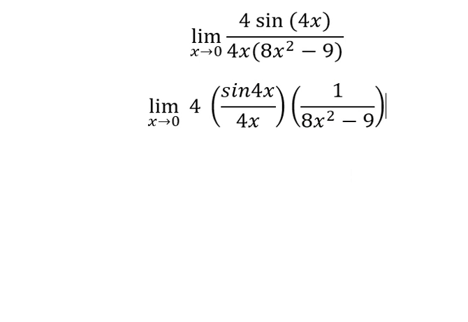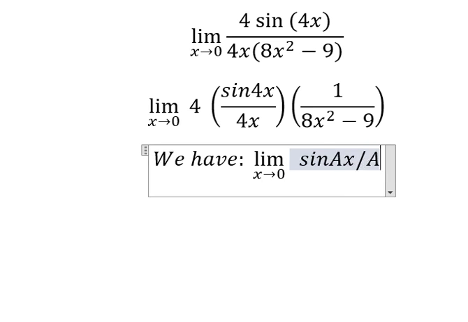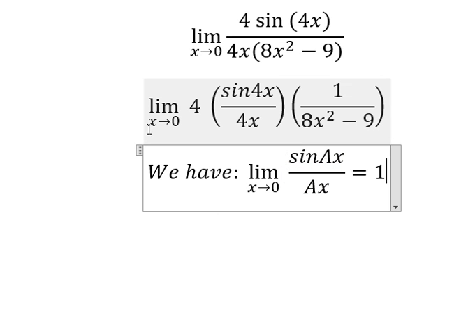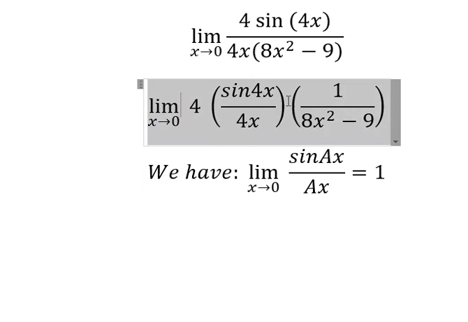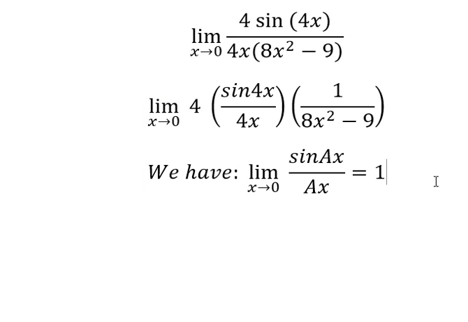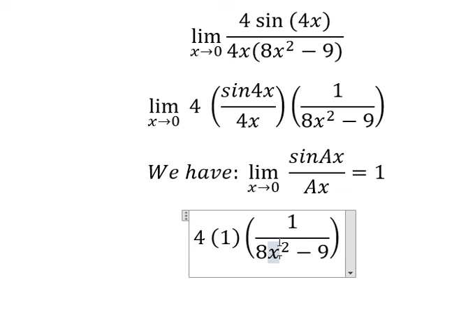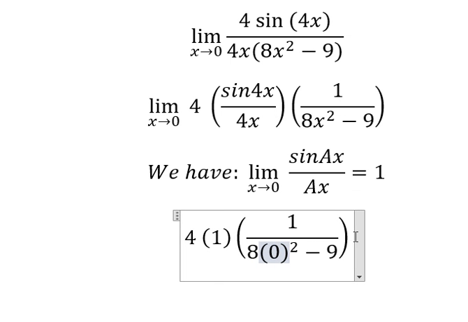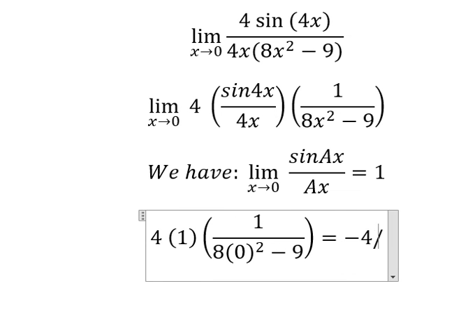So we have the formula in here. So when s approaches number 0, this one equals number 1. And now we have the final answer. So we calculate this one and we have negative 4 over 9.